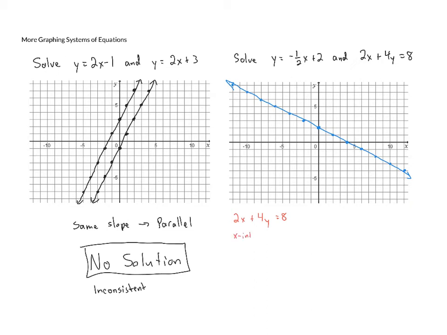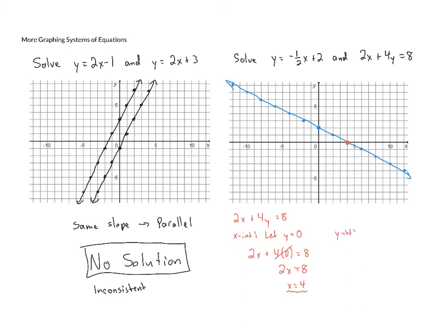So for the x-intercept, we know we need to let y be equal to 0. This gives us 2x plus 4 times 0 equals 8. Now 4 times 0 is 0, that term's going to go away. So we have 2x equals 8, and if we divide by 2, that gives us x equals 4. And so we can plot that. 4 on the x-axis is right here. Okay. Looks like that might be the solution, but let's continue, because we need both of these lines.